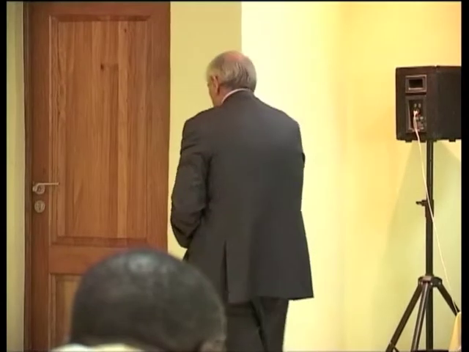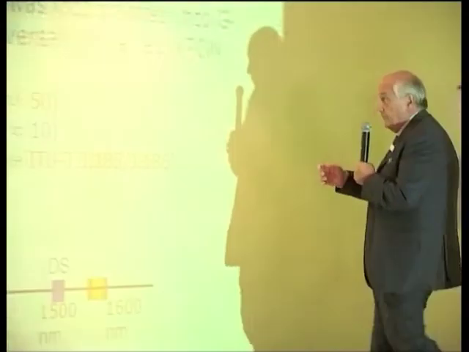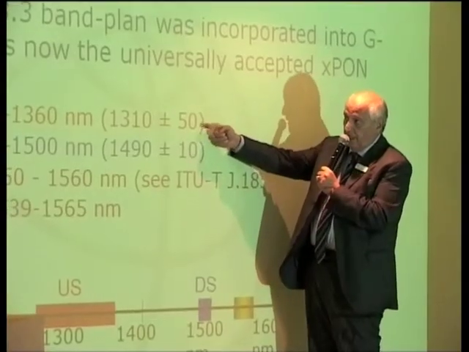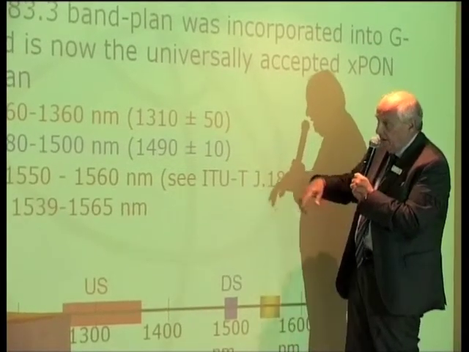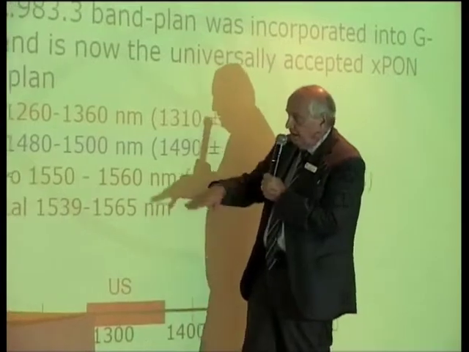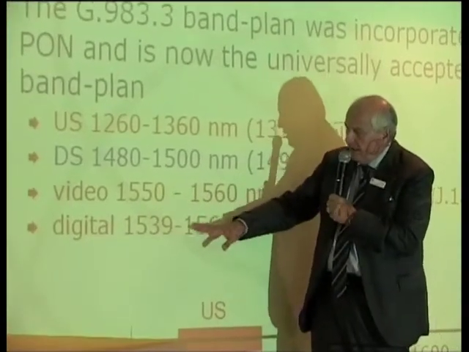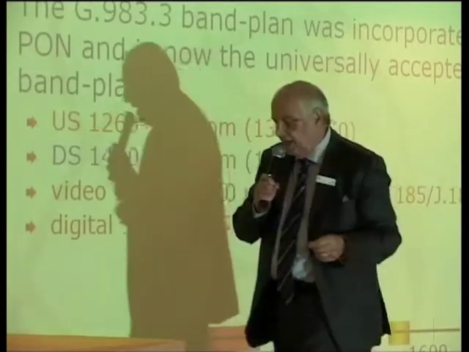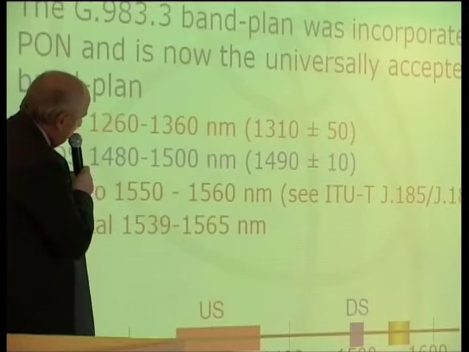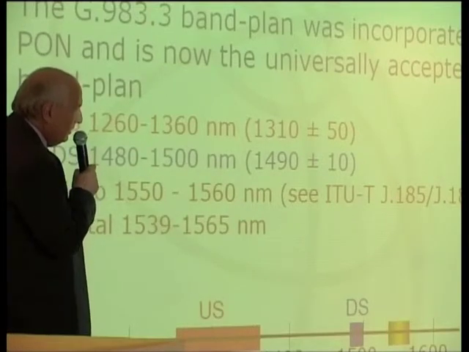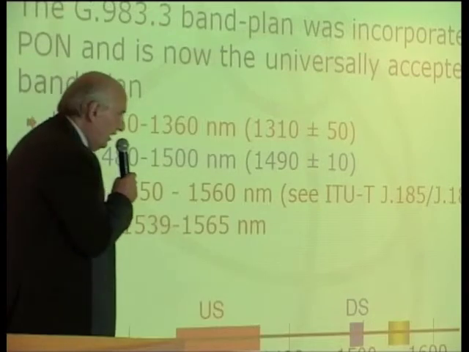Now, the situation is the one reported in this slide. And as you can see, we have this bandwidth for the upstream, the bandwidth for the data downstream, and the video can be allocated either here or here, depending on the fact that it is radio frequency video according to those recommendations, or digital video, which means video over IP.